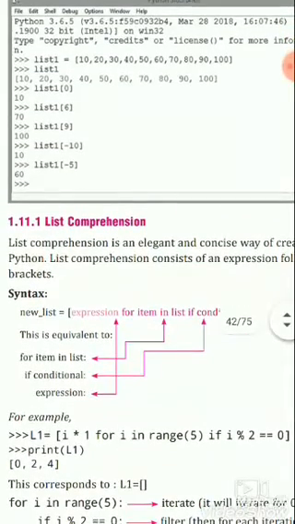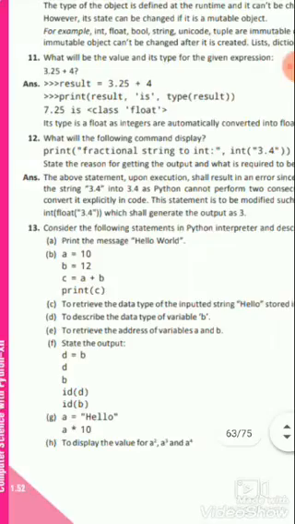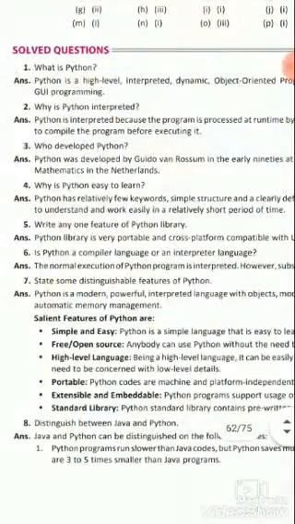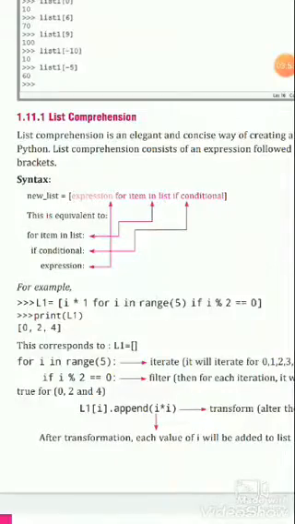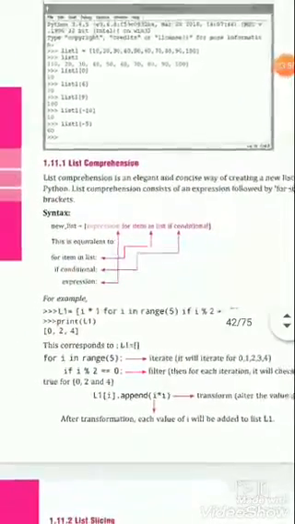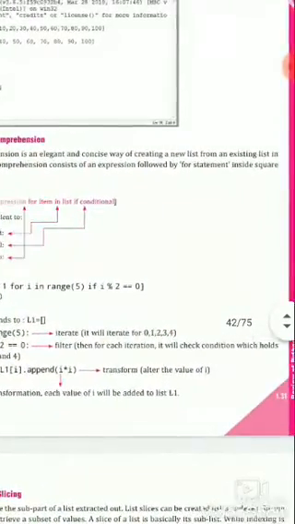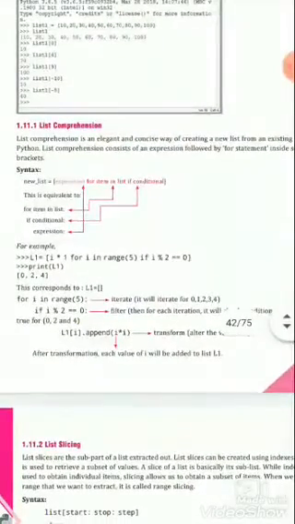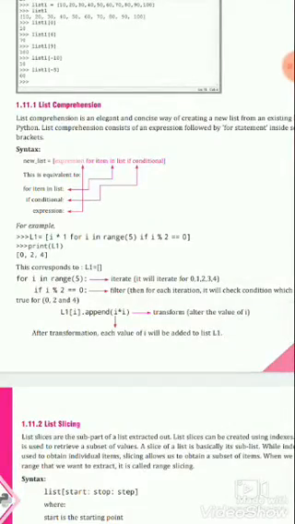Then the next topic is list comprehension. List comprehension is an elegant and concise way of creating a new list from an existing list in Python. List comprehension consists of an expression followed by a for statement inside square brackets. So let's see that example.